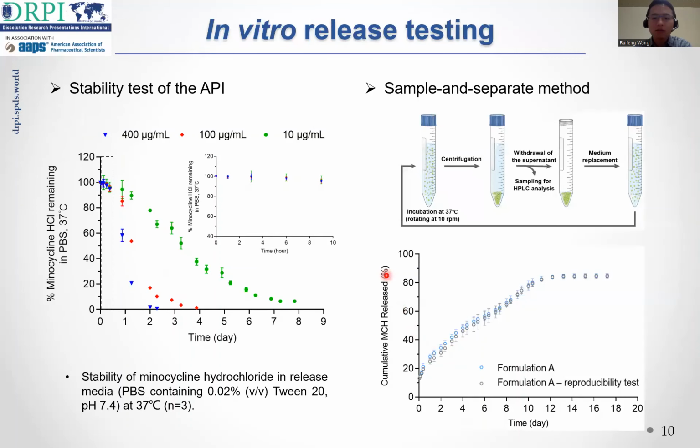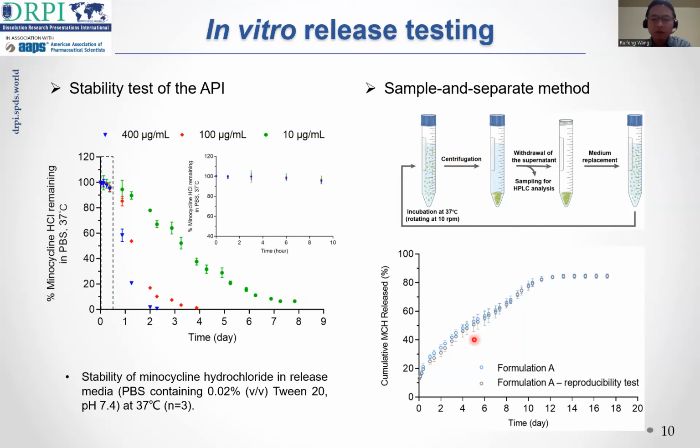Before the in vitro study, the stability test of API was conducted. The results indicated that the drug solution with a lower concentration showed a relatively better stability than higher concentration. Considering the stability issue, the in vitro release study was performed using the sample and separate method, as the top right schematic shows, and do media replacements at every sampling time point to decrease the impact of the API degradation.